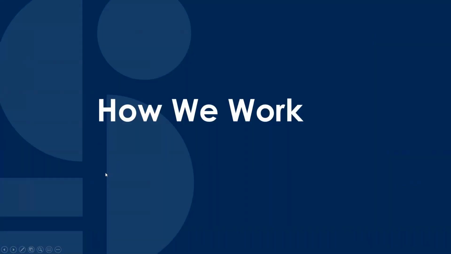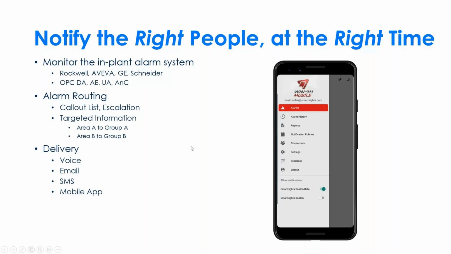So how do these solutions work? Our notification solution as well as our reporting solution. When it comes to notifications, essentially it works by monitoring an in-plant alarm system. It can also monitor control systems directly, PLCs through OPC DA, AE, UA, and so on. But we do have native connectivity to leading HMI SCADA vendors like Rockwell, Aveva, GE, Schneider Electric. And we can think of the alarms coming out of these systems as sort of a fire hose of information. We don't know what alarms are going to happen and when.